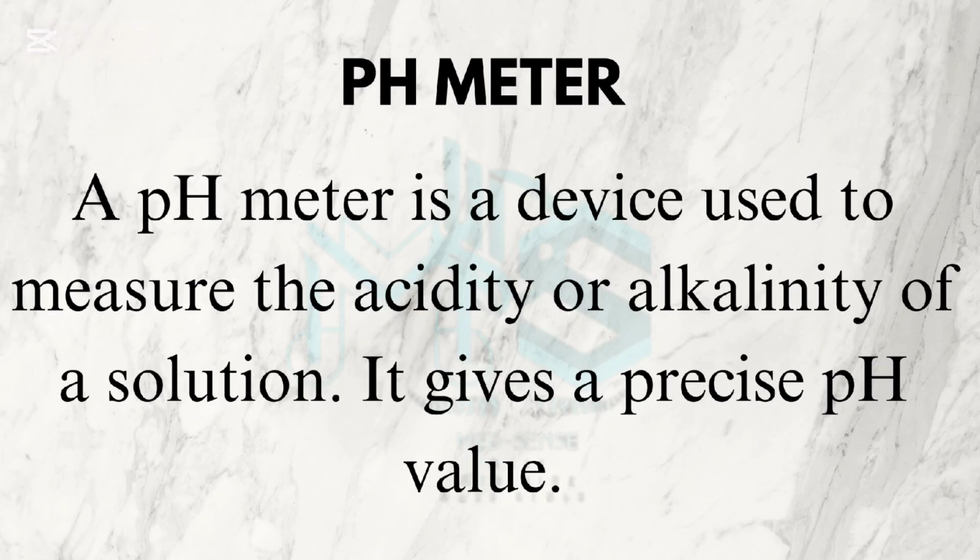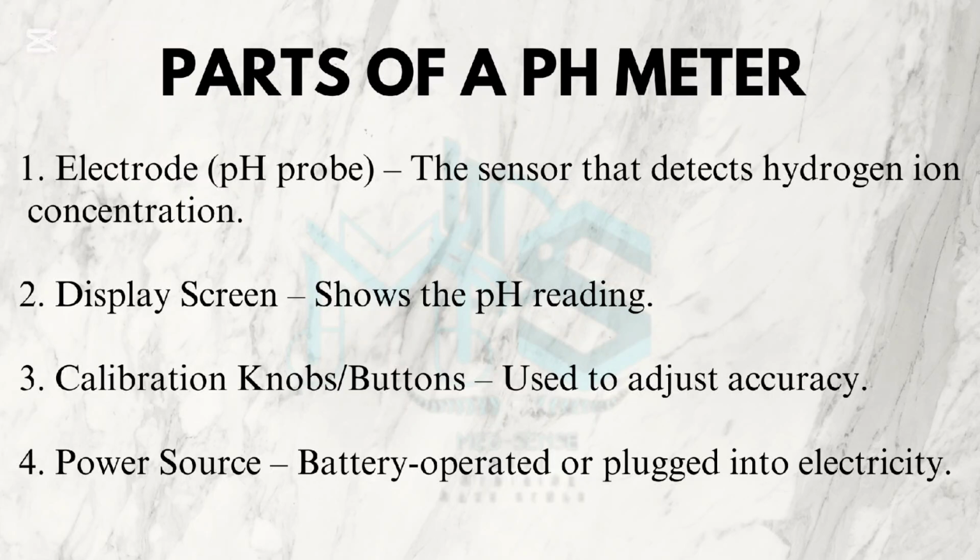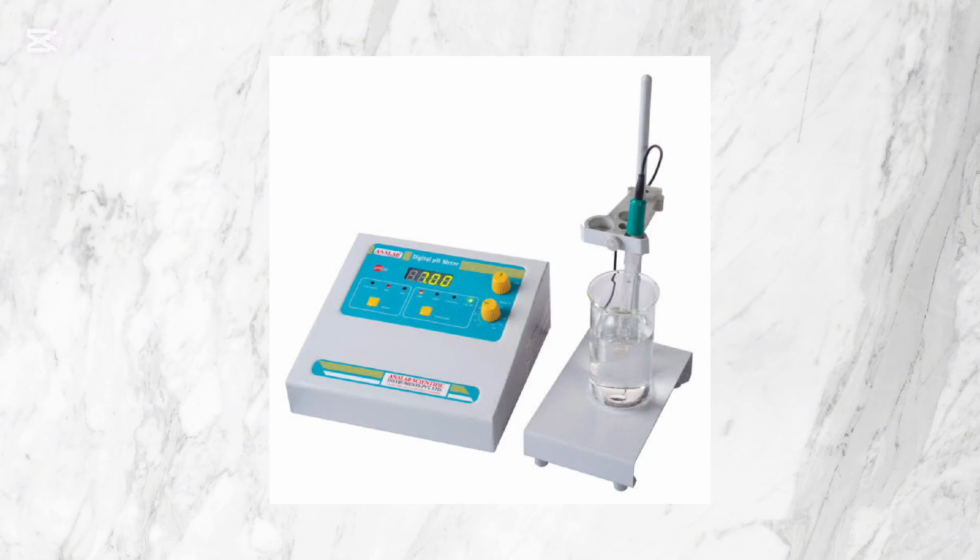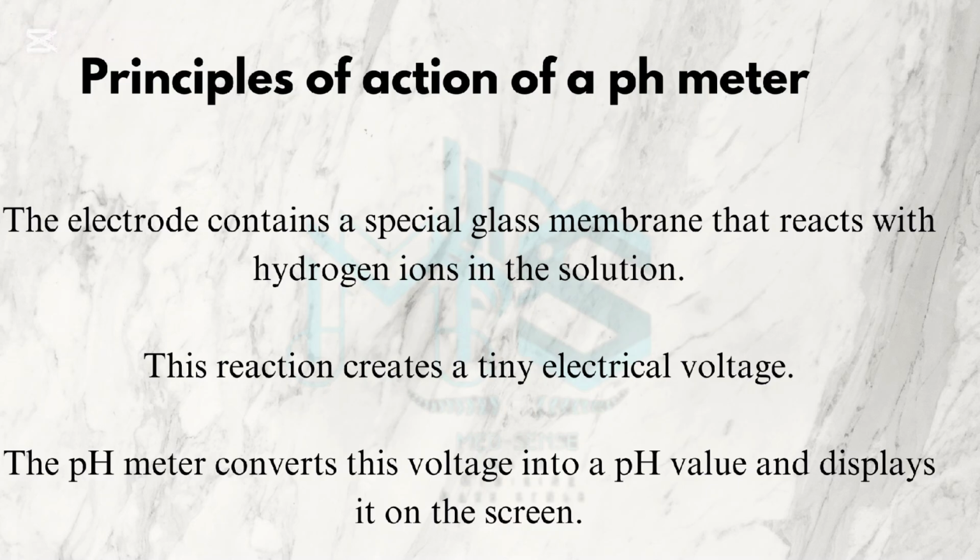A pH meter is a device used to measure the acidity or alkalinity of a solution. It gives a precise pH value. Next, parts of a pH meter, we have the electrode, the display screen, calibration knobs, power source, and over here is the diagram or a pictorial representation of what a pH meter looks like.